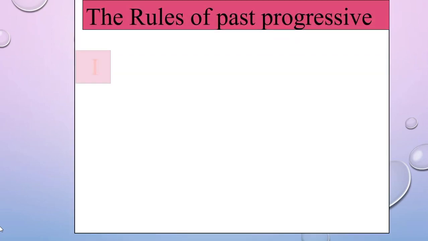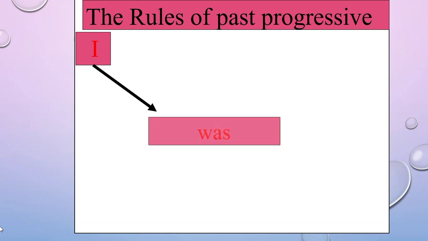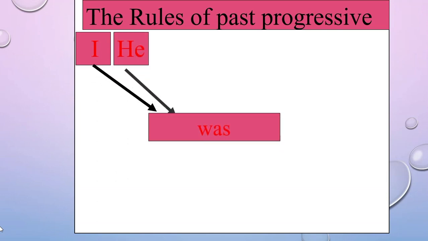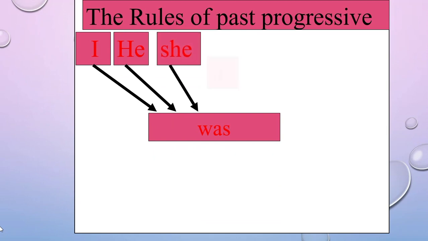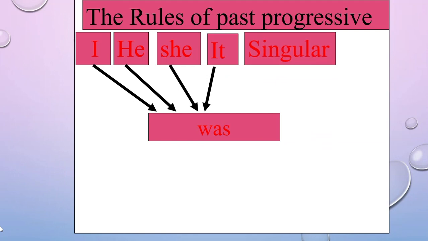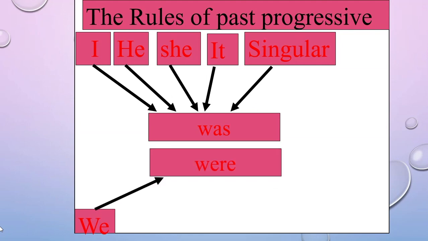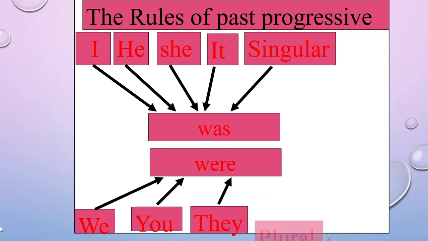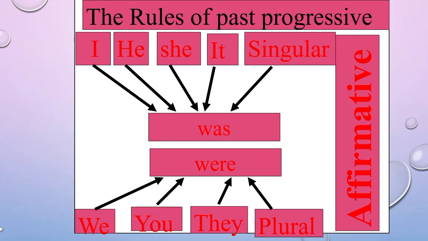Now the rule for the past progressive. I was, he was, she was, it was. So all these are singular personal pronouns, which reflect the singular. We were, you were, they were. These are plural pronouns. Okay? So this is the affirmative case.